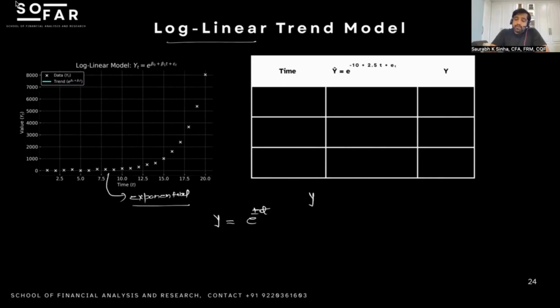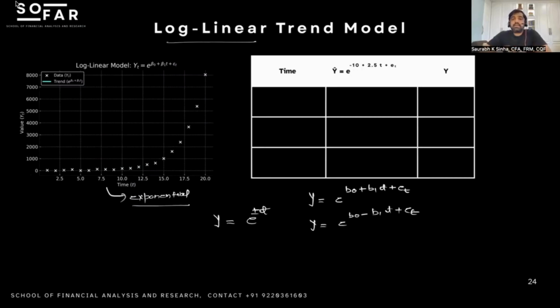So the equation would be exponentially increasing with time or exponentially decreasing with time. When it is exponentially increasing with time, this is a good pictorial representation of a log linear trend model, or exponential increasing time series, or it could be exponentially decreasing.